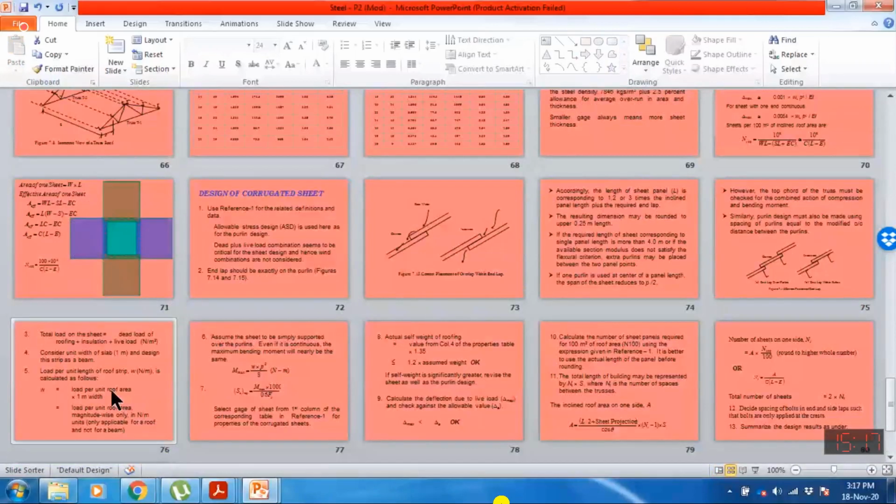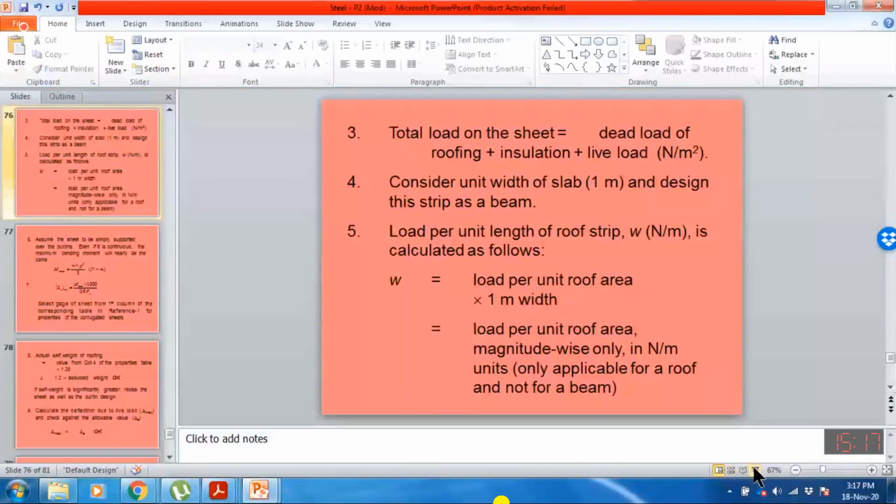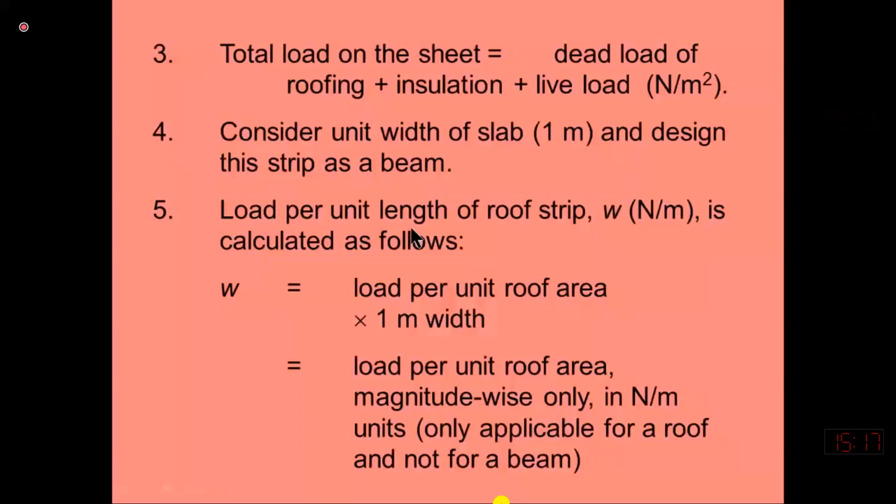So load per unit area of the roofing, the total load is actually in Newton per meter square. So if we multiply the total load with 1, we are considering that the total width of the roof sheet is equal to 1. Then we can convert it into a UDL load in Newton per meter. So load per unit area of the roof multiplied by 1, then we will have the load per unit length. So magnitude wise, the unit will be Newton per meter.